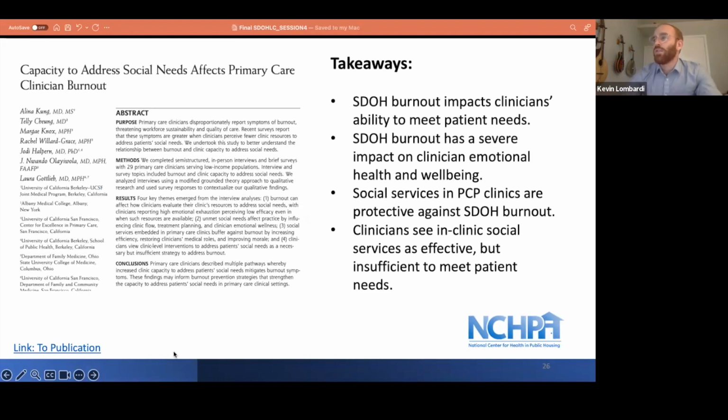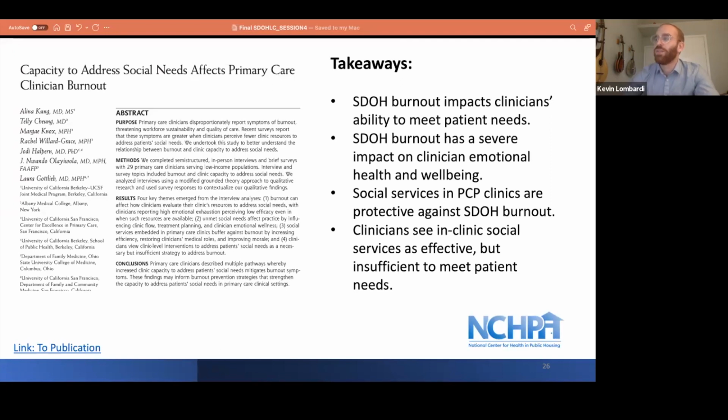This study, the capacity to address social needs affects primary care clinician burnout, was a study that looked specifically at burnout in primary care physicians, and it didn't just elicit their opinion, it measured the burnout through psychological measures. It's a very powerful and very insightful study, and I'll briefly go over some of the main points. One, SDH burnout impacts clinicians' abilities to meet patient needs. Burnout can affect how clinicians evaluate their clinic resources to address social needs, with clinicians reporting high emotional exhaustion and perceiving low efficacy even when the resources are available.